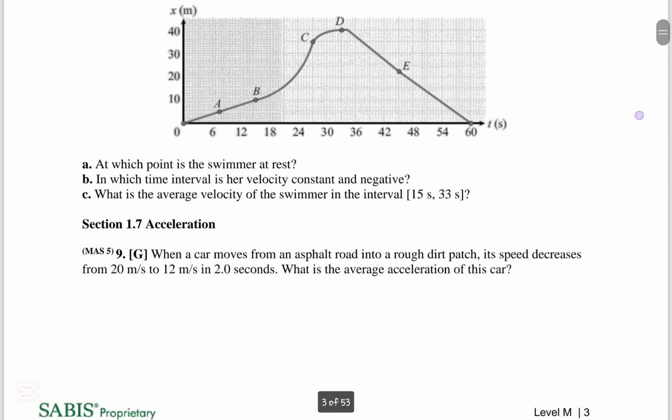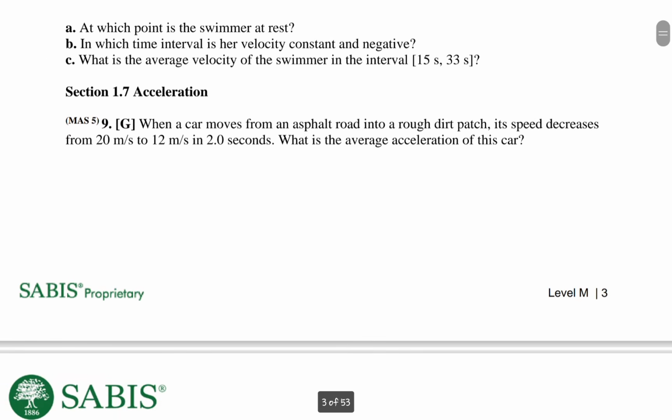So let's find 1.7. Here we go. Here is 1.7. We're going to start with question number 9. What does it say? When a car moves from an asphalt road into a rough dirt patch, its speed decreases from 20 meters per second, this is v initial, to v final 12 meters per second in 2 seconds. This is the time. So they want the average acceleration of the car.